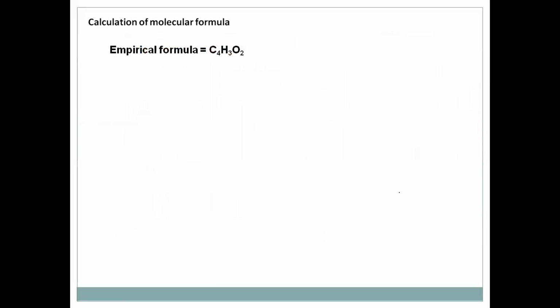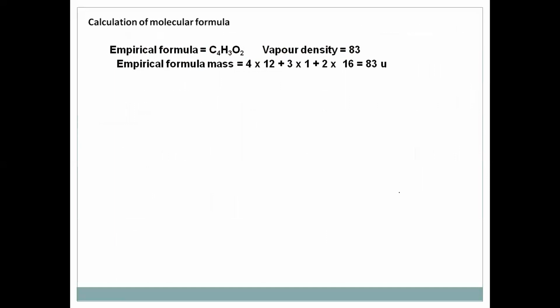The given values are the empirical formula which we already calculated, that is C4H3O2, and vapor density is given in the question, that is 83. First, we have to calculate the empirical formula mass by multiplying the atomic mass of each element with its integer value. For example, carbon, its atomic mass is 12, multiplied by its integer value, that is 4. There are 4 carbon, so we multiply it with the 4.